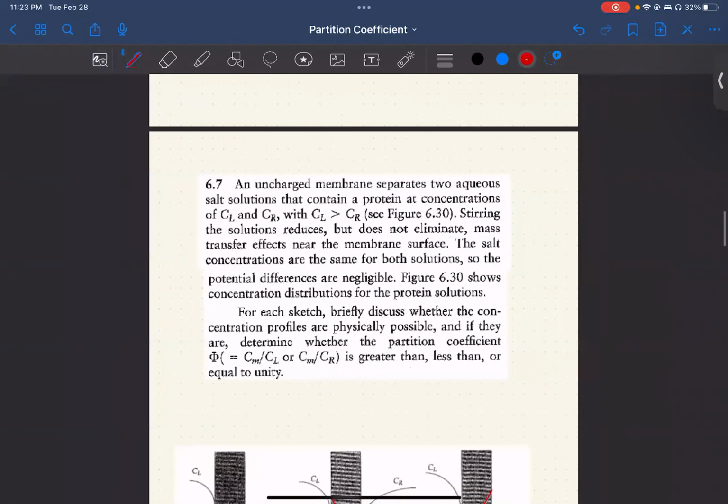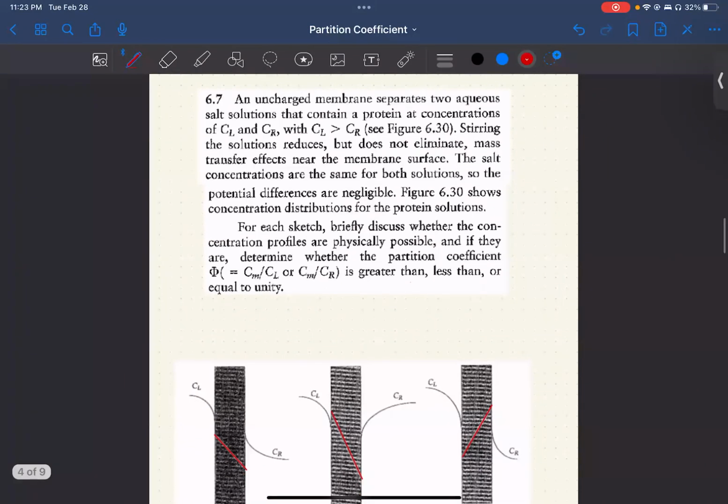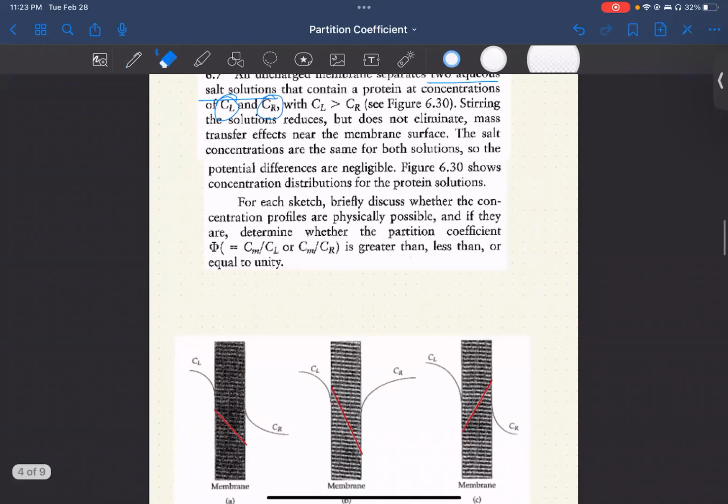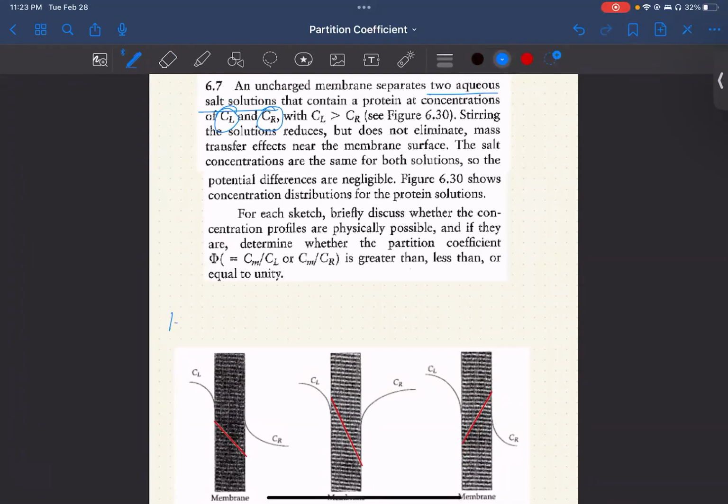All right, so we saw this question in quiz section, but I do want to go over it. This is from Chusky 6.7. So let's actually read the question together. An uncharged membrane separates two aqueous salt solutions. Okay, so we have two aqueous salt solutions, and it contains a protein at concentrations Cl and Cr, simply concentration left and right. We know concentration left is greater than concentration right. And stirring the solutions reduces but does not eliminate mass transfer effects near the membrane surface. Great. The salt concentrations are the same for both solutions.